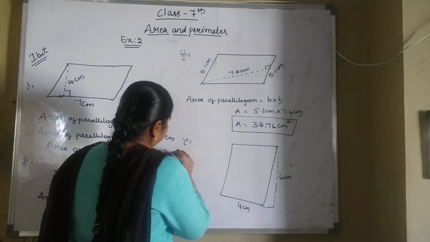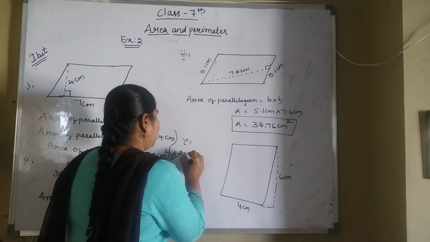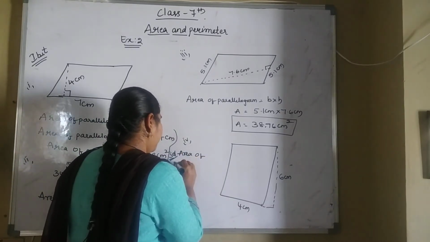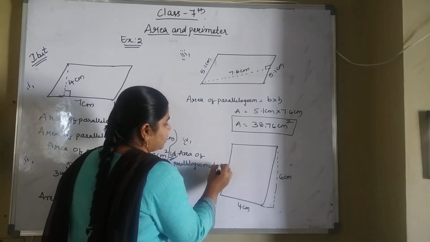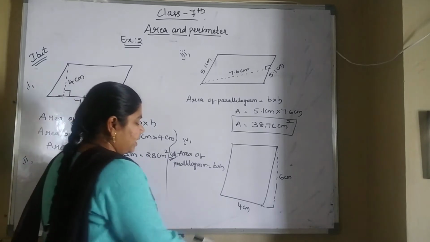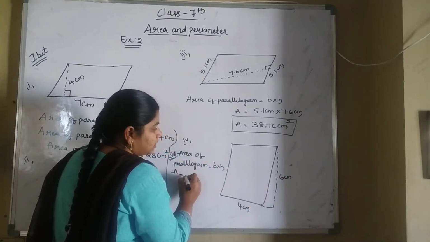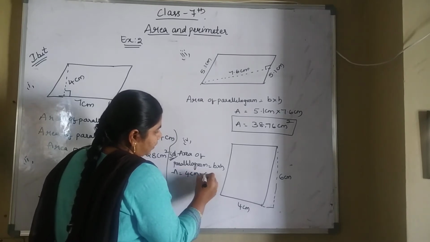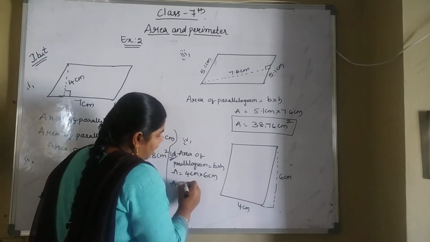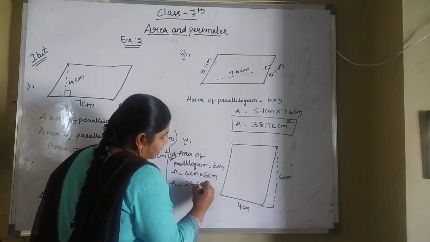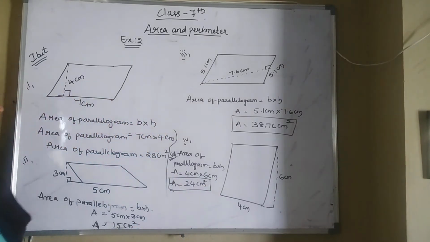So area of a parallelogram is equal to base into height. So what is the base value? 4 centimeters and height is 6 centimeters. So area is equal to 4 centimeters into 6 centimeters. So area is equal to 4 6 24. Centimeter into centimeter is centimeter square. So the area is equal to 24 centimeter square.